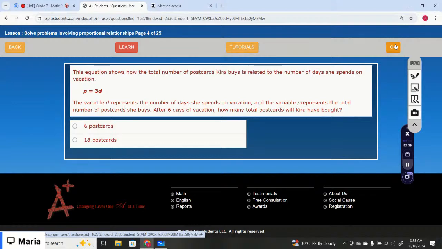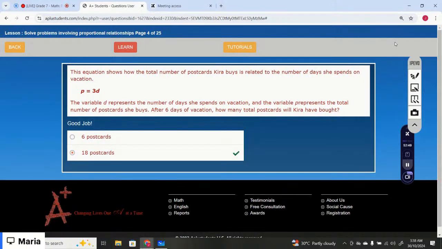The correct option is 3 times 6. Very good. That is 18. Because you have 6 days, you need to calculate the postcards. 6 times 3 is 18.